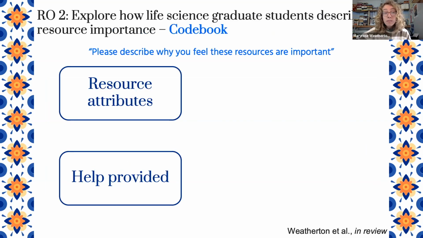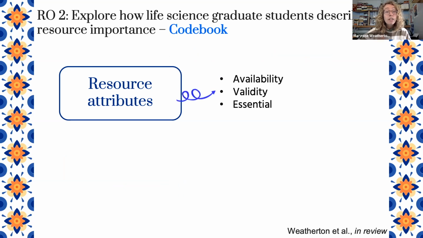So the 2 themes that we found were resource attributes and help provided. Now, resource attributes described participants' perceptions of the characteristics or nature of the resource that made it valuable to them. And the codes that we found within this theme were availability, validity, and essential. Now, availability described how available a resource was to a participant. For example, participants often said their advisor was always available to answer their questions.